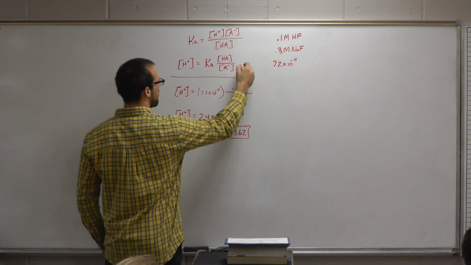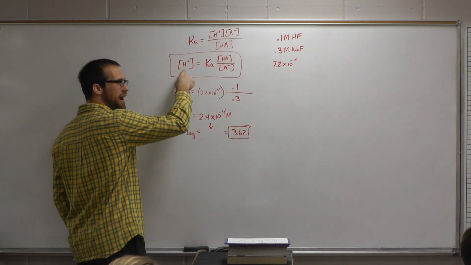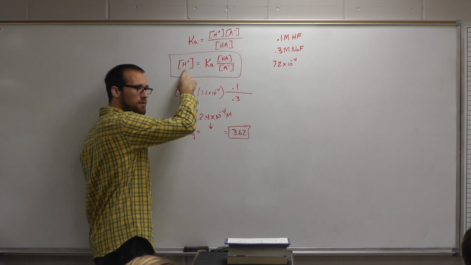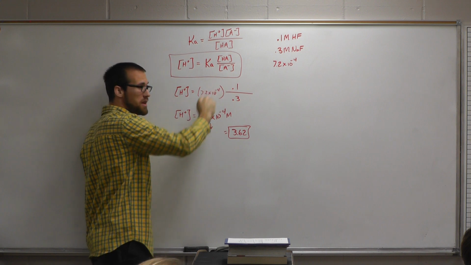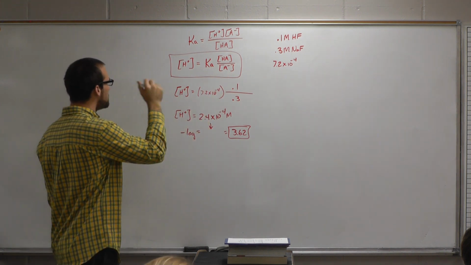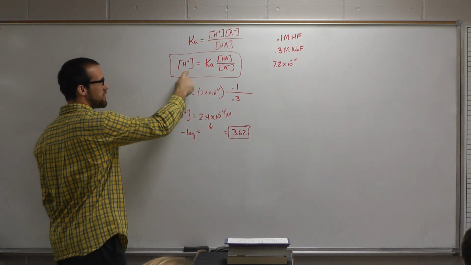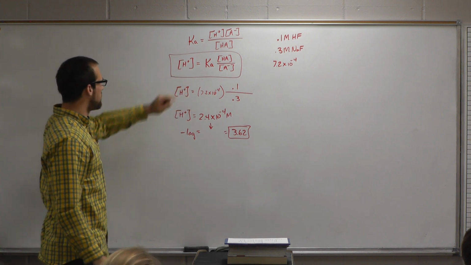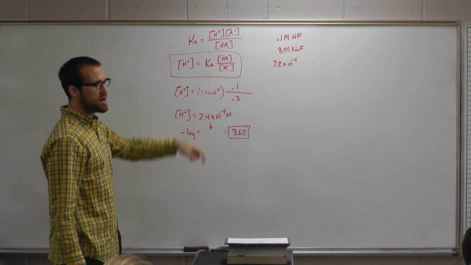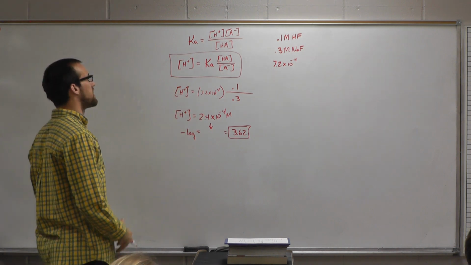Essentially, this is the format we're looking for. Remember, this would be our X if we were doing an ice table. And this is what it ends up being. Well, how would you get this to be pH? What would you have to do to that? Negative log, okay? Well, since it's an equal expression, I'm going to take the negative log of everything.